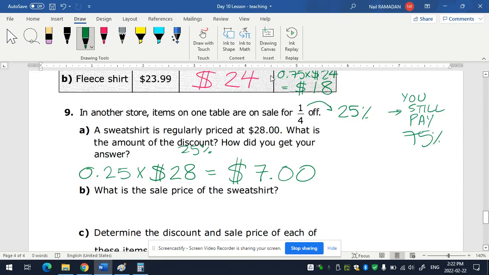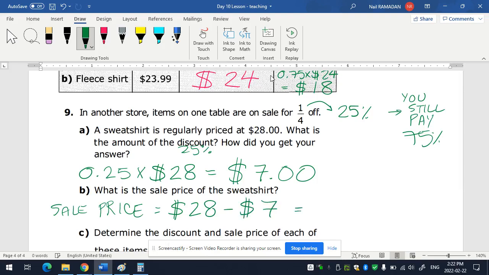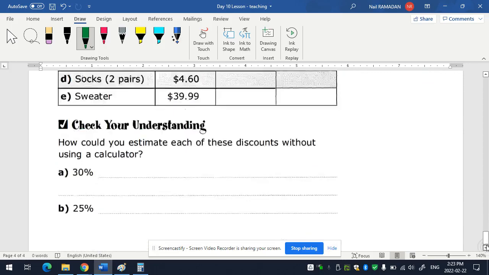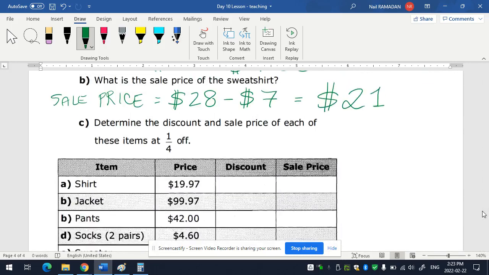So up to this point, I don't really care how you do it. But since we already calculated the discount, might as well not let that go to waste and use it. So sale price equals the 28 original dollars minus the $7, which is 21 bucks. Oops, sorry, $21.